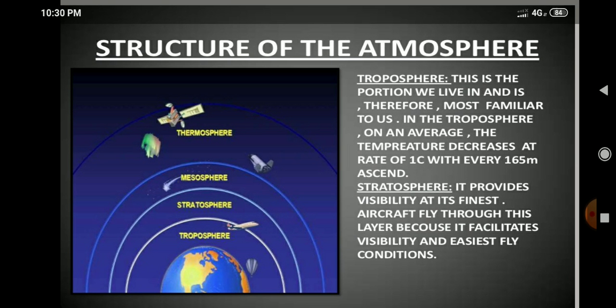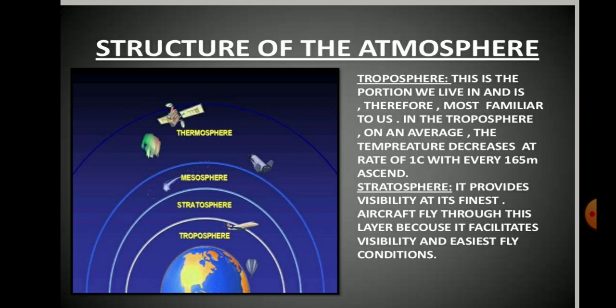After we know the components of the atmosphere, we come to the structure of the atmosphere. By structure of the atmosphere, we mean here the different layers of the atmosphere. We have 5 different layers of the atmosphere. First, starting from the troposphere, which is the closest to the surface of the earth: troposphere, stratosphere, mesosphere, thermosphere, and exosphere. These are the 5 different layers which we know as the structure of the atmosphere.